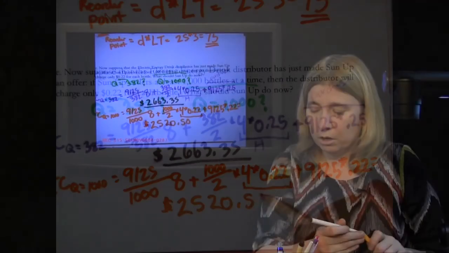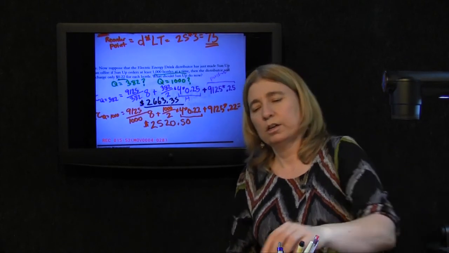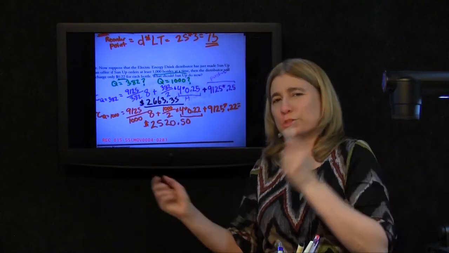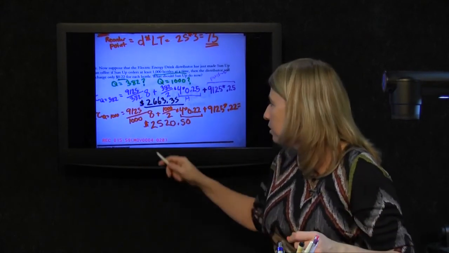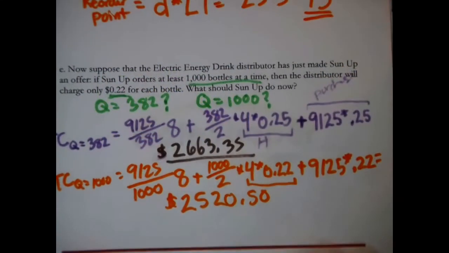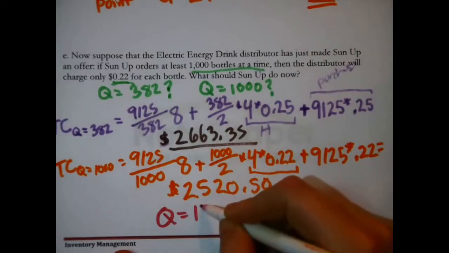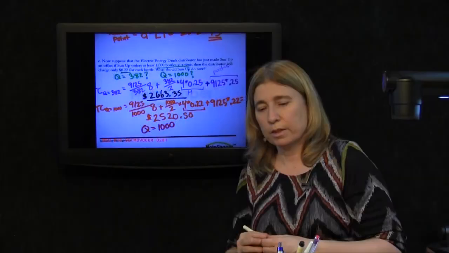So I summed that up and I get 2,520.5. You say, okay. Now we can answer the question, because the question is just how much should we order? And the winner is whoever's lower. And I see that Q equals 1,000 is lower. It is less expensive. It becomes our recommendation at that point.